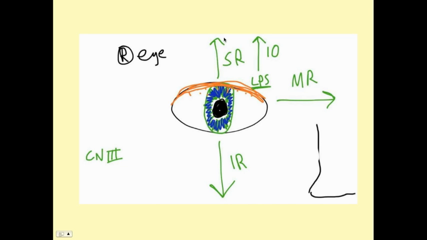The trochlear nerve innervates the superior oblique. Superior oblique can move our eye down. And the abducens nerve is the lateral rectus. That moves our eye laterally, in this case to the right.